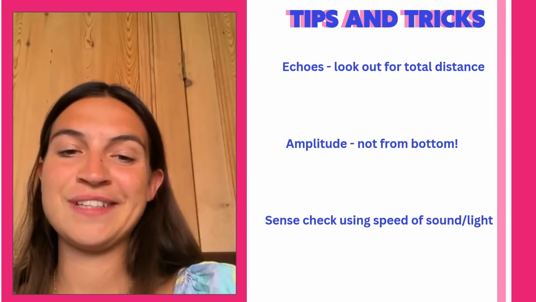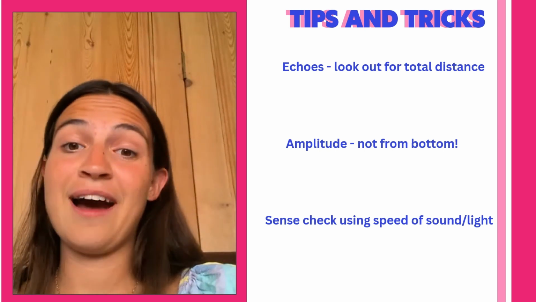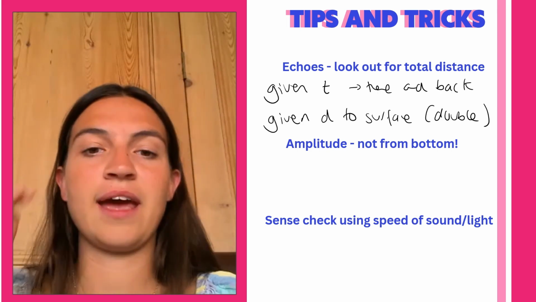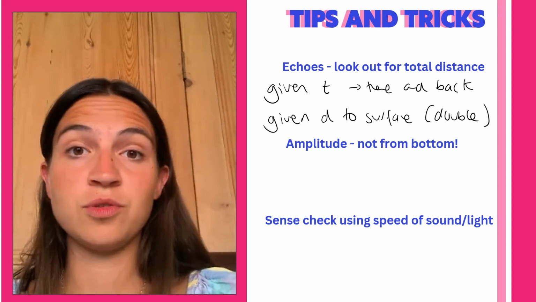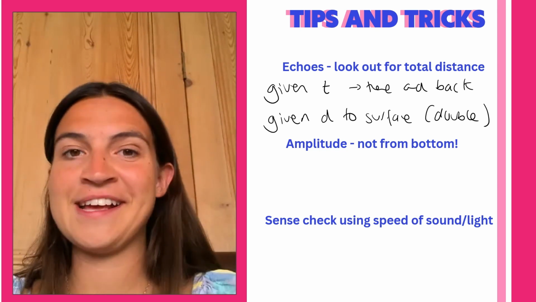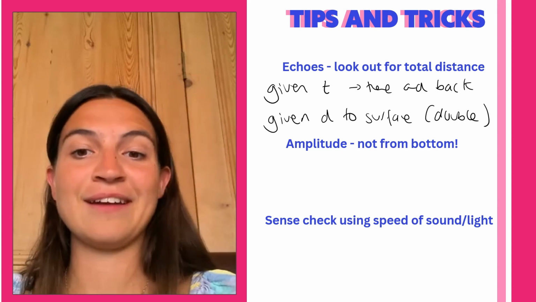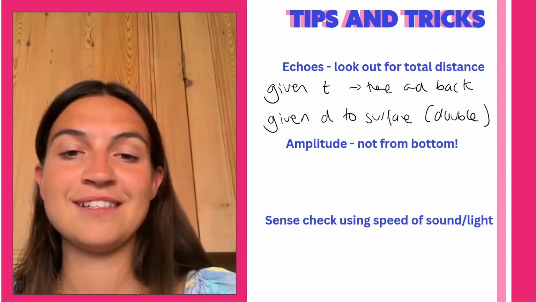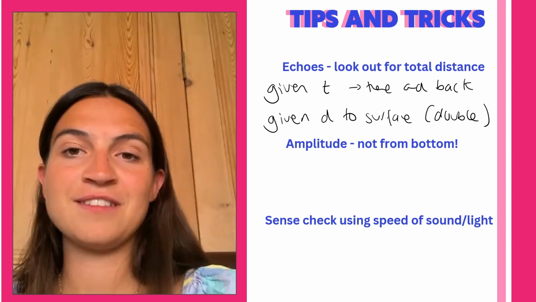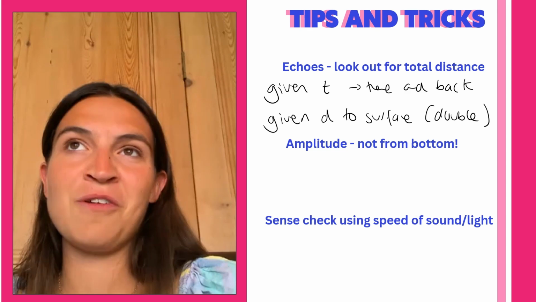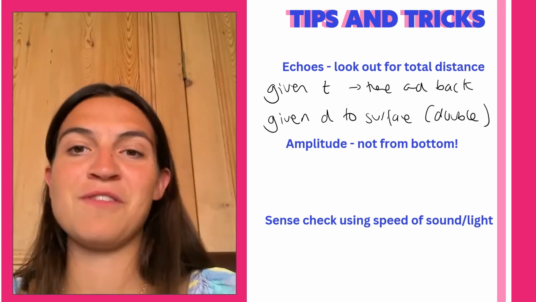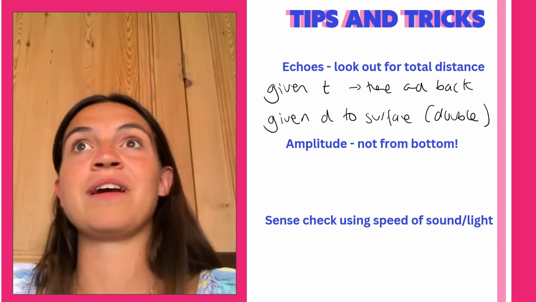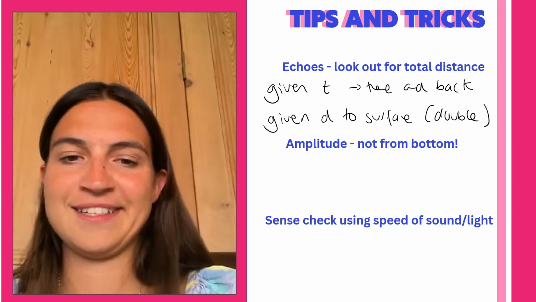Here are the tips and tricks for this section. Echoes: look out for the fact that you're dealing with the total distance. So if you are given the total time, remember that that is the time to go there and back. And if you are given the distance to the surface, then remember, if you're using your equation, you've been given a time and you've been given the velocity, you need to make sure that you double that distance so that it's going there and back in that time.